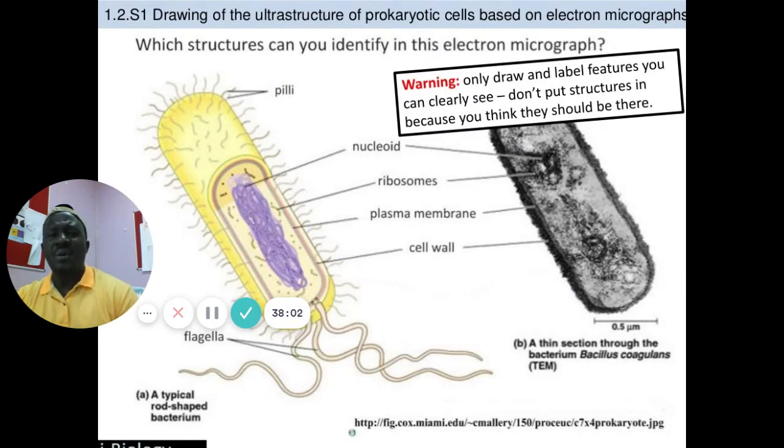So only draw and label the features you can clearly see. Don't put structures in because you think they should be there. That's the biggest warning you need to know. So this is what I expected you to draw, like this. You put the nucleoid, you put the ribosomes. Ribosomes are supposed to be this. You put the plasmids, and also put the cell wall. So include the flagella in case you can. So this is what was expected of you.